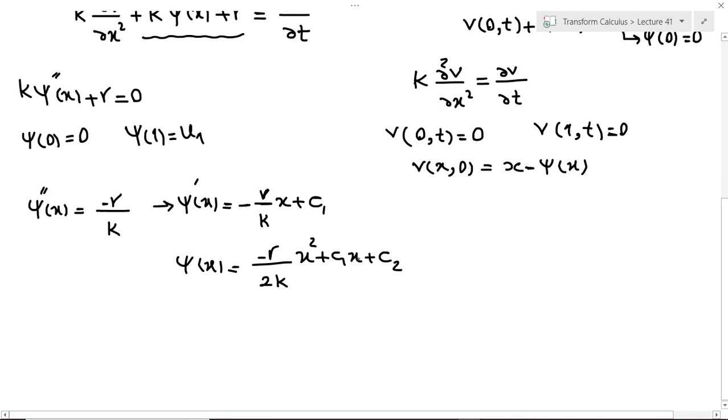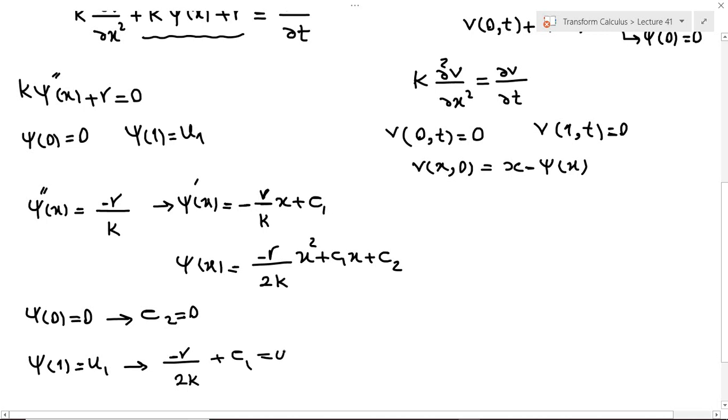In order to find c1 and c2, we have two boundary conditions. We know that psi at 0 is equal to 0. As a result, c2 is equal to 0. We have psi at 1 is equal to u1. So it means that minus r divided by 2k times 1 plus c1 is equal to u1. As a result, c1 is equal to u1 plus r divided by 2k. So we could find c1 and c2.